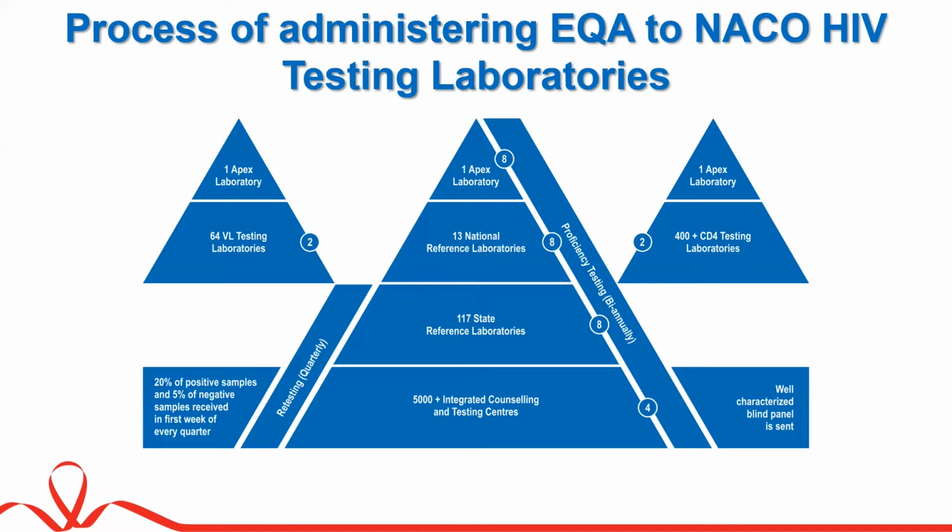And then the second arm is the quarterly retesting, which is conducted among only the lower 2-tier laboratories, which are the state reference laboratories and the ICTCs. Here the ICTCs generally select a random 20 positive samples and 5% negative samples tested in the first week of every quarter. So 4 quarters a year, this activity is conducted, and in each quarter they send the samples to the higher tier laboratory, which is the state reference laboratory, and the SRL tests the samples again and then compares the results.